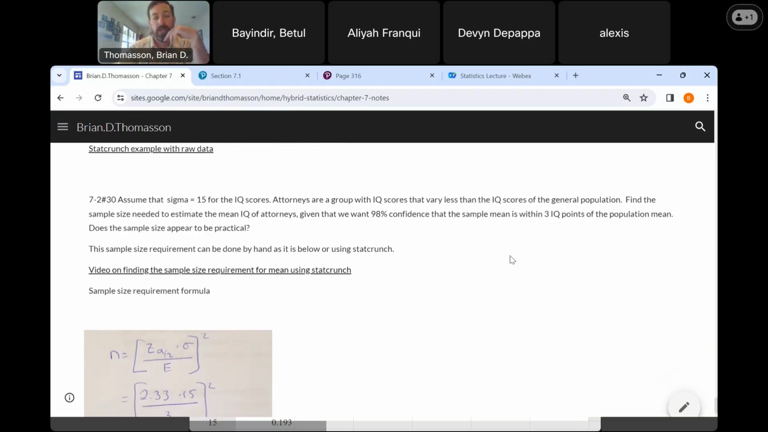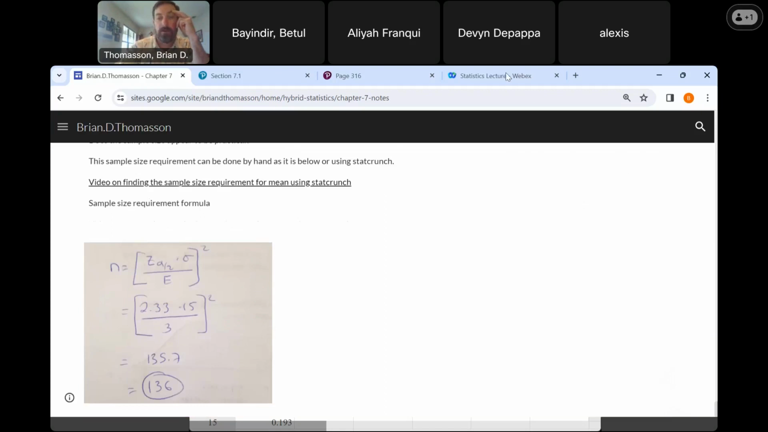All right. So we have a new formula here because now we're talking about the mean and not the proportion. So what level? We want to be 98% confident. Okay. So that's our Z alpha/2. So we'd have 2.33 standard errors in either direction. They told us sigma is 15. They told us the margin of error is 3. Okay. Again, like before, whatever this comes out to be, we have to round it up. And notice that here we're using Z and not T. Okay. So let me show you how to do that on StatCrunch.